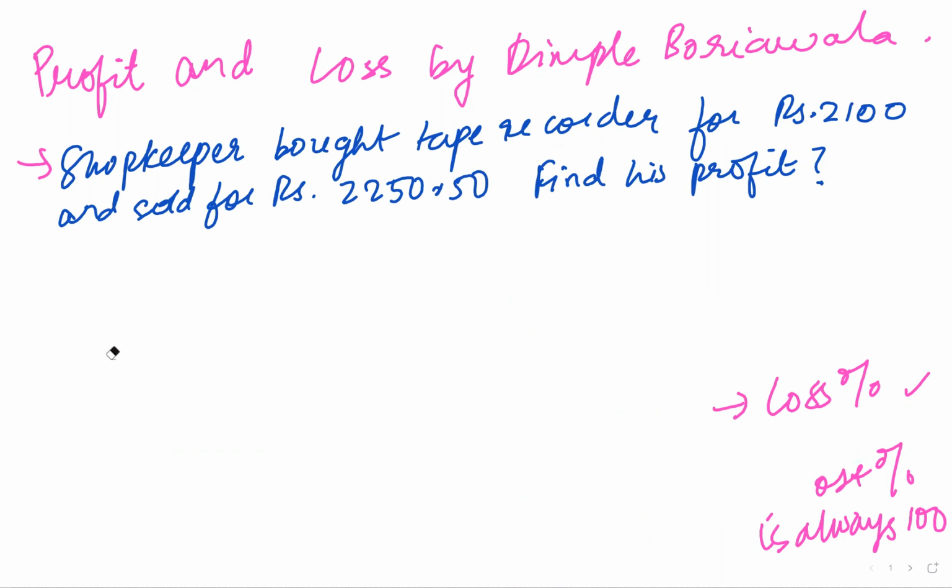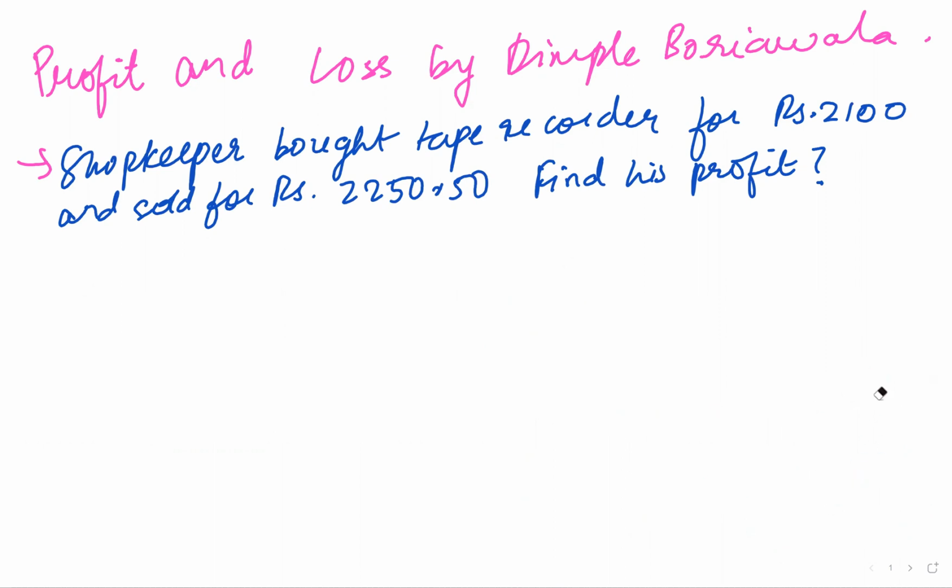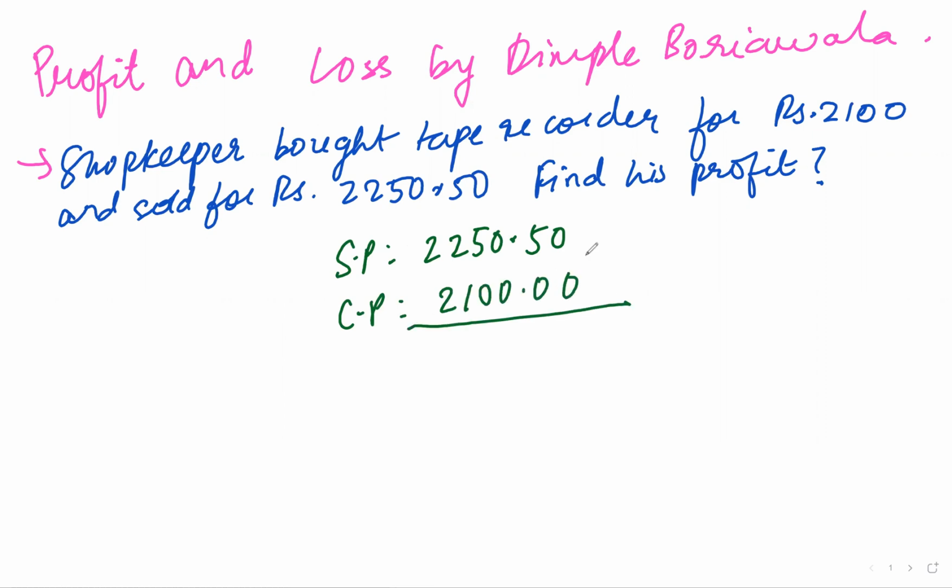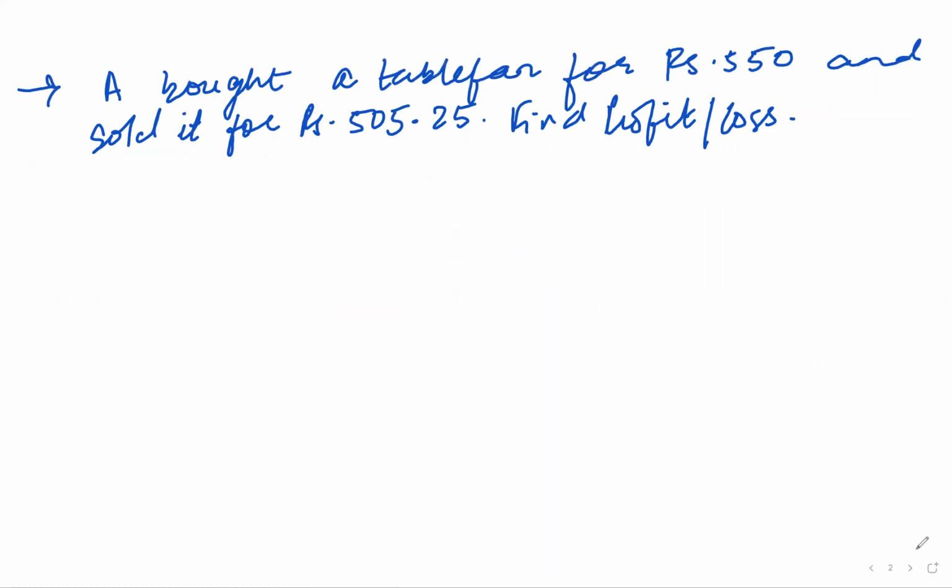Shopkeeper purchased tape recorder for rupees 2100 and sold for rupees 2250.50. So that means what is the selling price over here? It is 2250.50. What is cost price? It is 2100. As selling price is more than cost price, it is profit. So this is profit because selling price is more than cost price. Let's go to the next question.